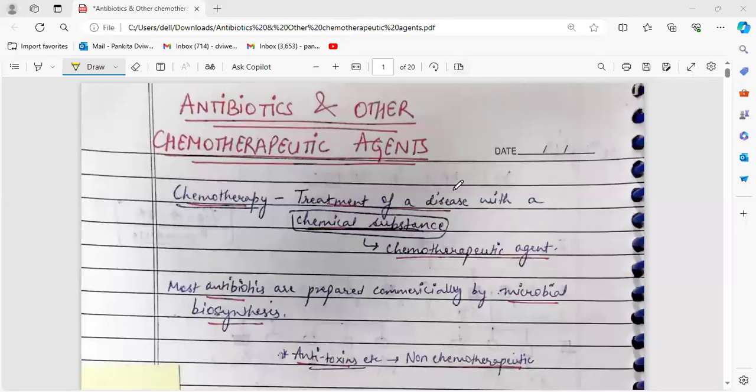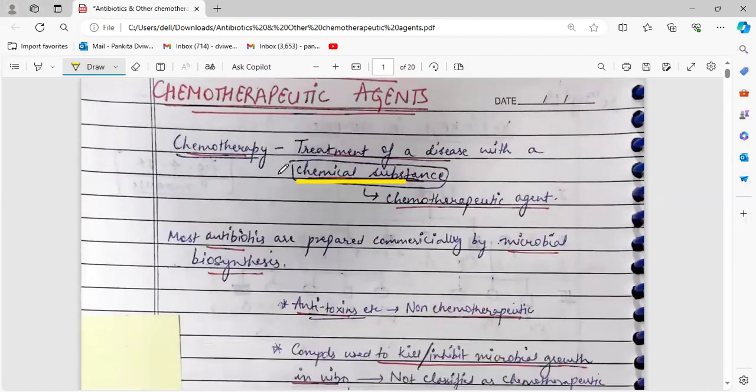So, hi everyone. The topic for revision for this video is antibiotics and other chemotherapeutic agents. First of all, what exactly is chemotherapy? It's the use of a chemical substance to treat a specific disease, and the chemical substance that is used to treat the disease is known as the chemotherapeutic agent.